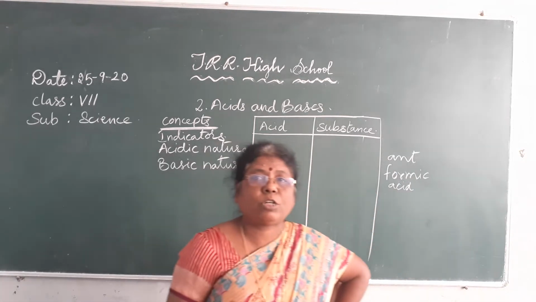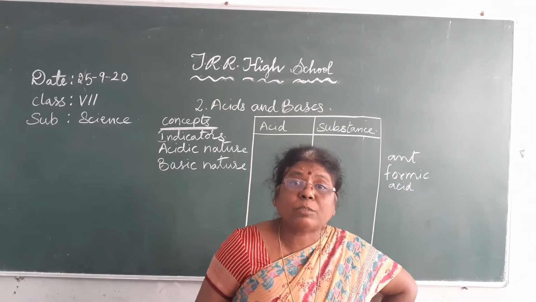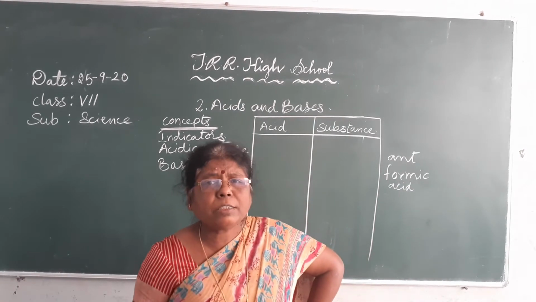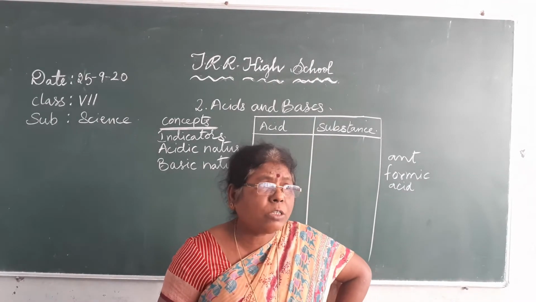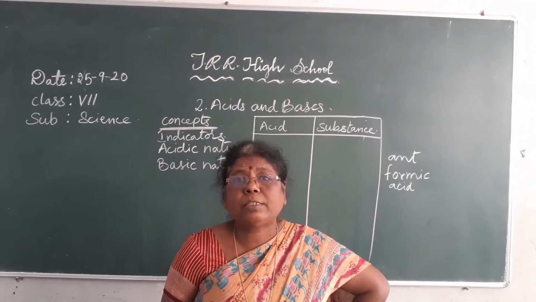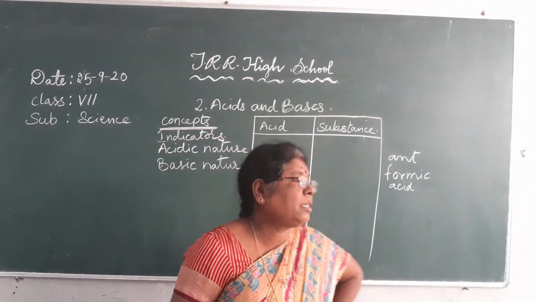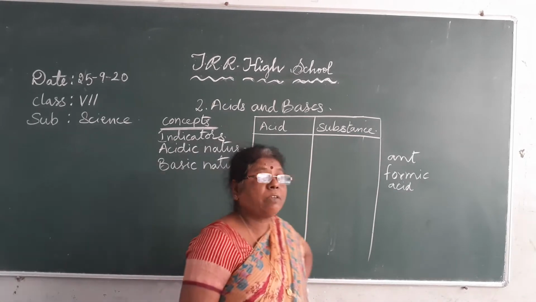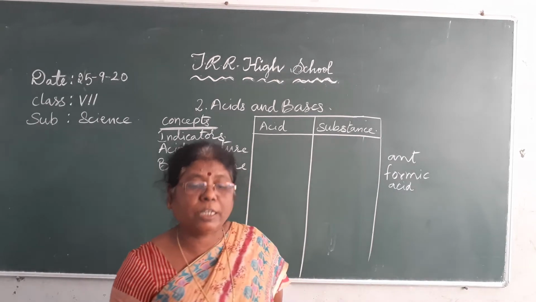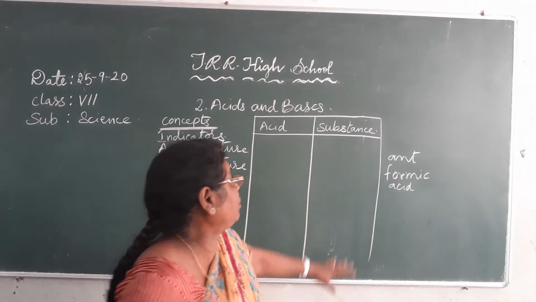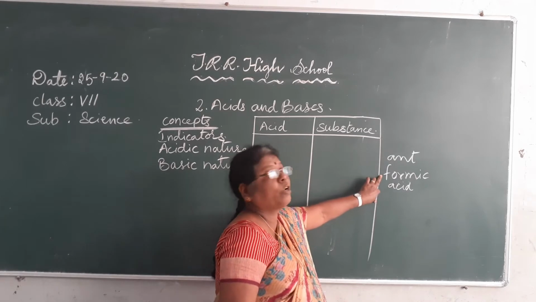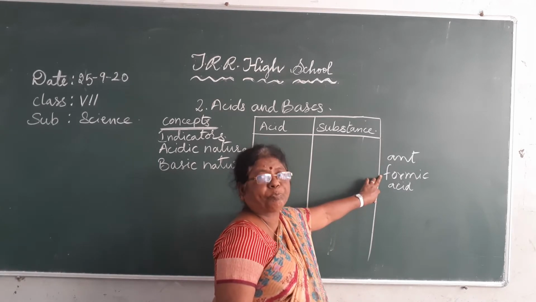Understood how natural it is? When the red ant bites you, you feel too much burning sensation. Why? Because when the ant bites, it releases acid. That acid is formic acid, which gives you the burning sensation. This sensation is due to the release of formic acid only.